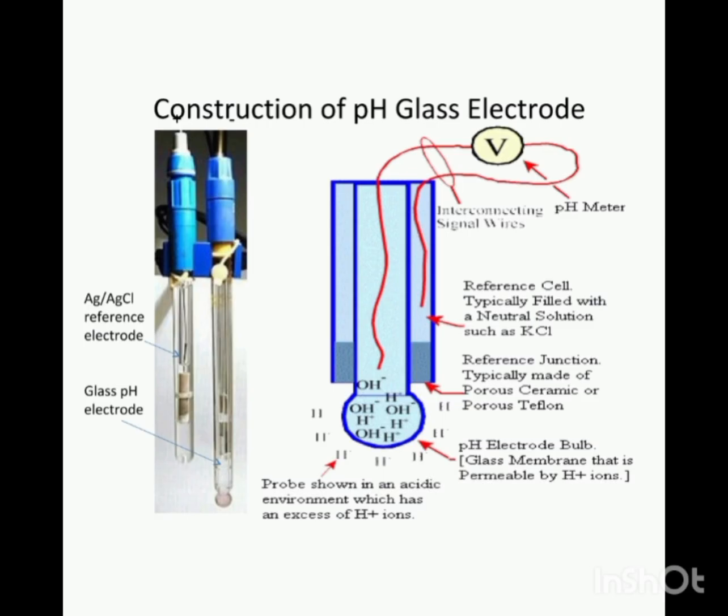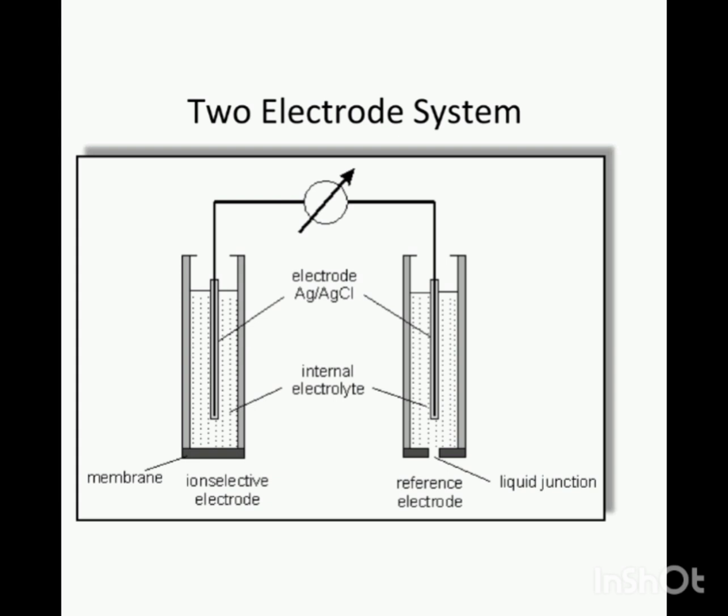And this is the construction of the pH glass electrode. This is the Ag/AgCl reference electrode, the glass pH electrode, and this side is interconnecting the pH meter and signal wires. A reference cell is typically filled with neutral solutions such as KCl, and the reference junction is typically made of porous ceramic or porous Teflon. These are nothing but two electrode systems.